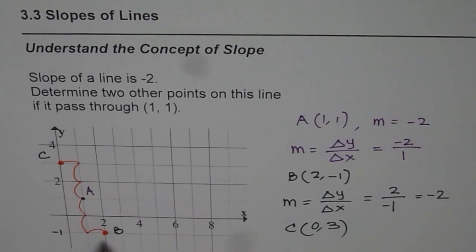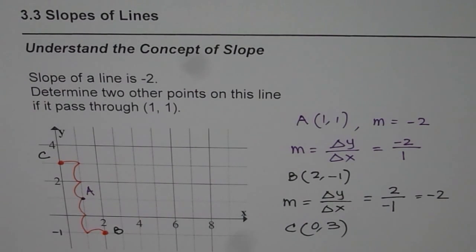So like this, you can actually get many points on the same line. And that's a technique of finding more and more points on the line given a slope and a point. I hope you understand and appreciate it, right? Try it on your own.